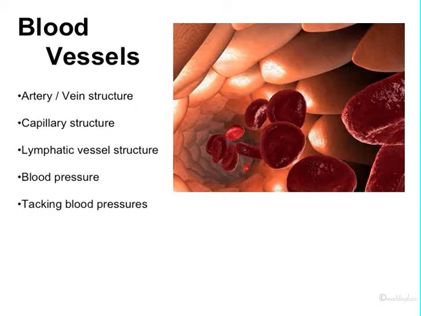Welcome to the chapter on blood vessels. Here's an overview. We're looking at the structure of the vessels, the arteries and the veins first. Then we're going to discuss capillary structure, what they do. And then we move towards spending some time looking at the lymphatic vessels, how they are made up, since they bring the fluid back to the heart that will be dumped into the blood system. And lastly, we'll look at blood pressure and taking blood pressure.